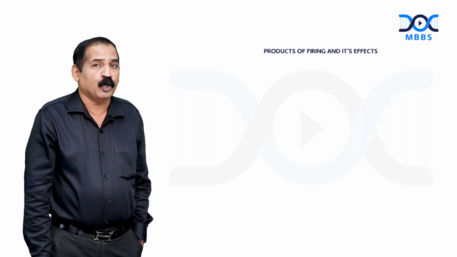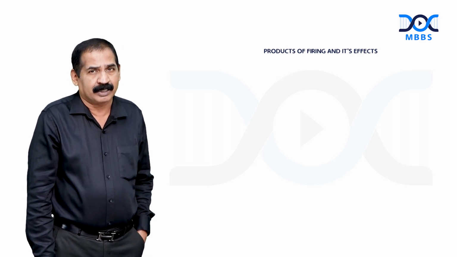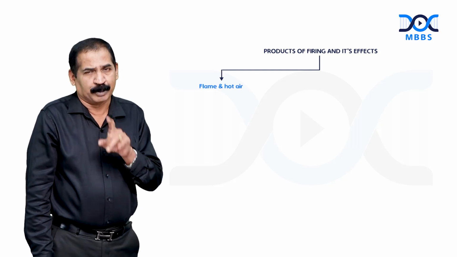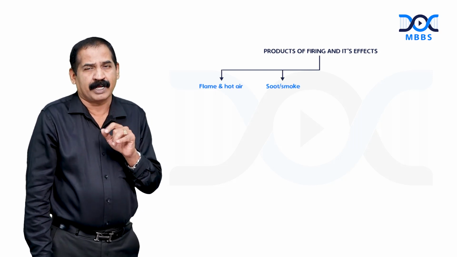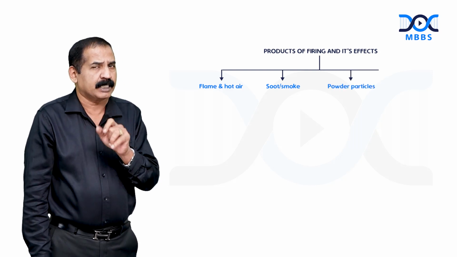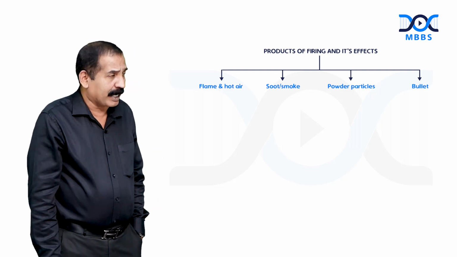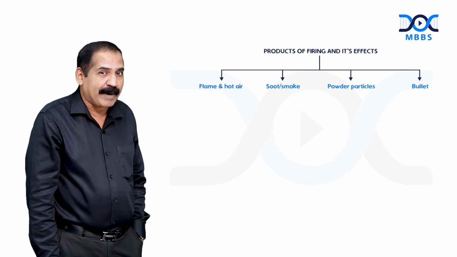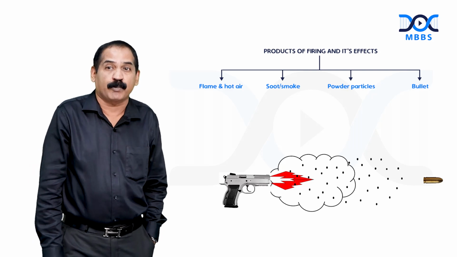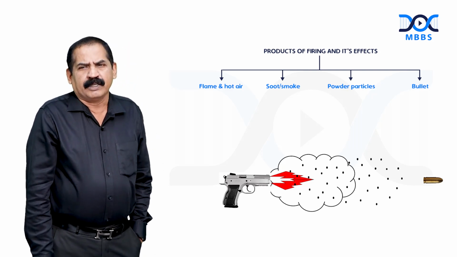Already you know the products coming one by one. Number 1, flame and hot air. Number 2, soot and smoke. Number 3, powder particles. Number 4, bullet. This is the diagrammatic representation. You can see the flame, the soot and smoke, the powder particles, and the bullet.